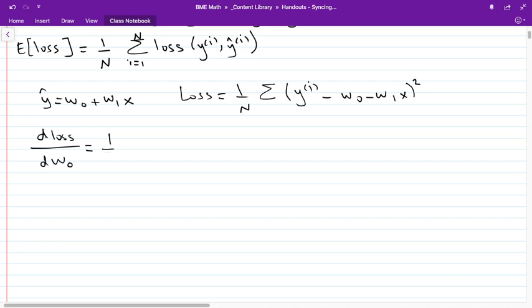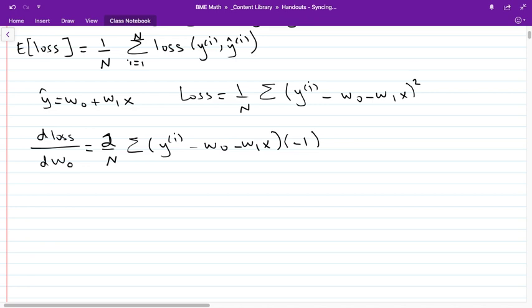That's going to be equal to 1 over n, the sum of yi minus W0 minus W1 x. 2 comes to the front, so this becomes a 2. The derivative of the inside of this with respect to W0 is minus 1. Take a look at that, see if that makes sense to you. Do you have a question about what I did?